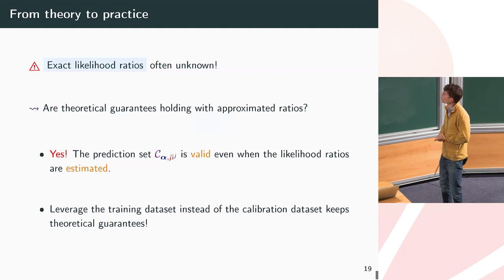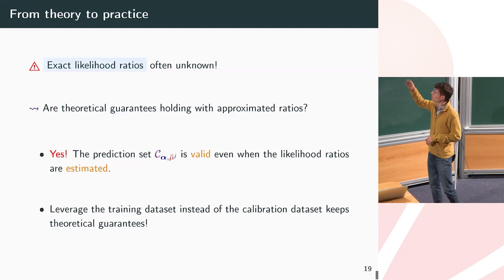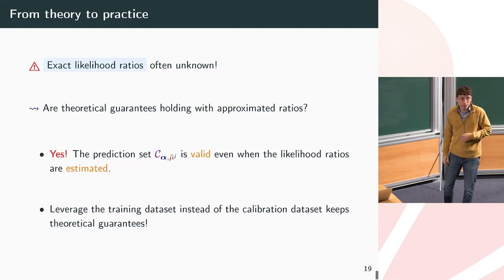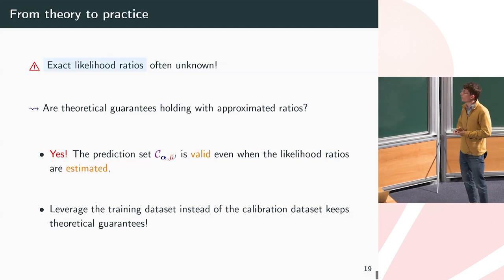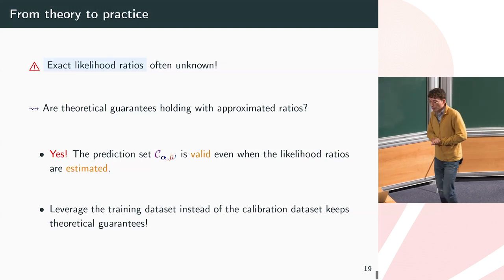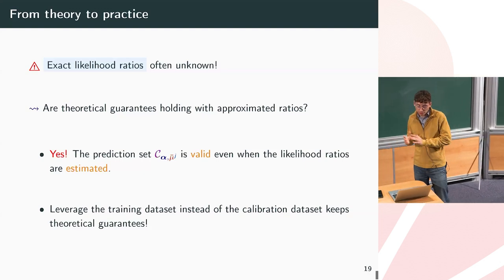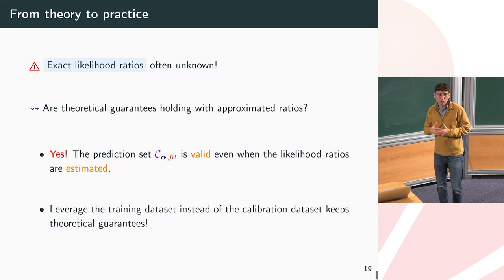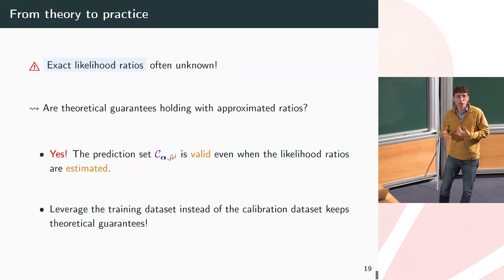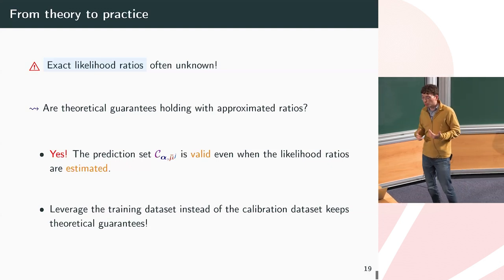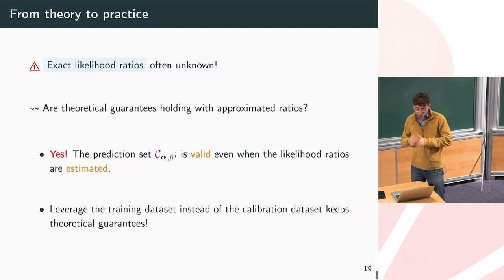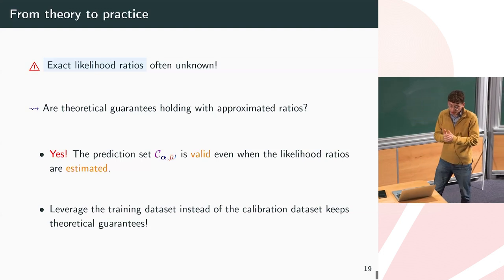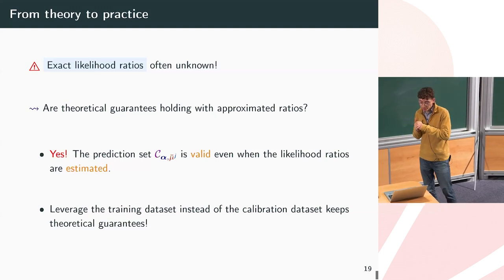That was from theory, but in practice, you don't have access to the exact likelihood ratio, so you need to estimate it. The good point is that you can modify our theory and it will just add a total variation bound. Total variation is just a discrepancy between distributions. So it will work even with some approximation in the ratio.